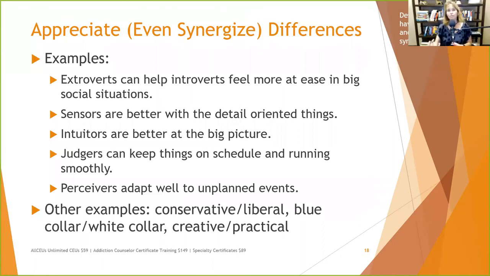Now, I used temperament because that's some of the most obvious examples of synergy. But other examples, you can have them talk about if it's safe to go at in your group. Conservatives versus liberals. How can they synergize versus kill each other? Blue collar versus white collar, very different skill sets, but why do we need both types of jobs in order to make the world go round? Creative versus practical. How do you synergize these two types of people?